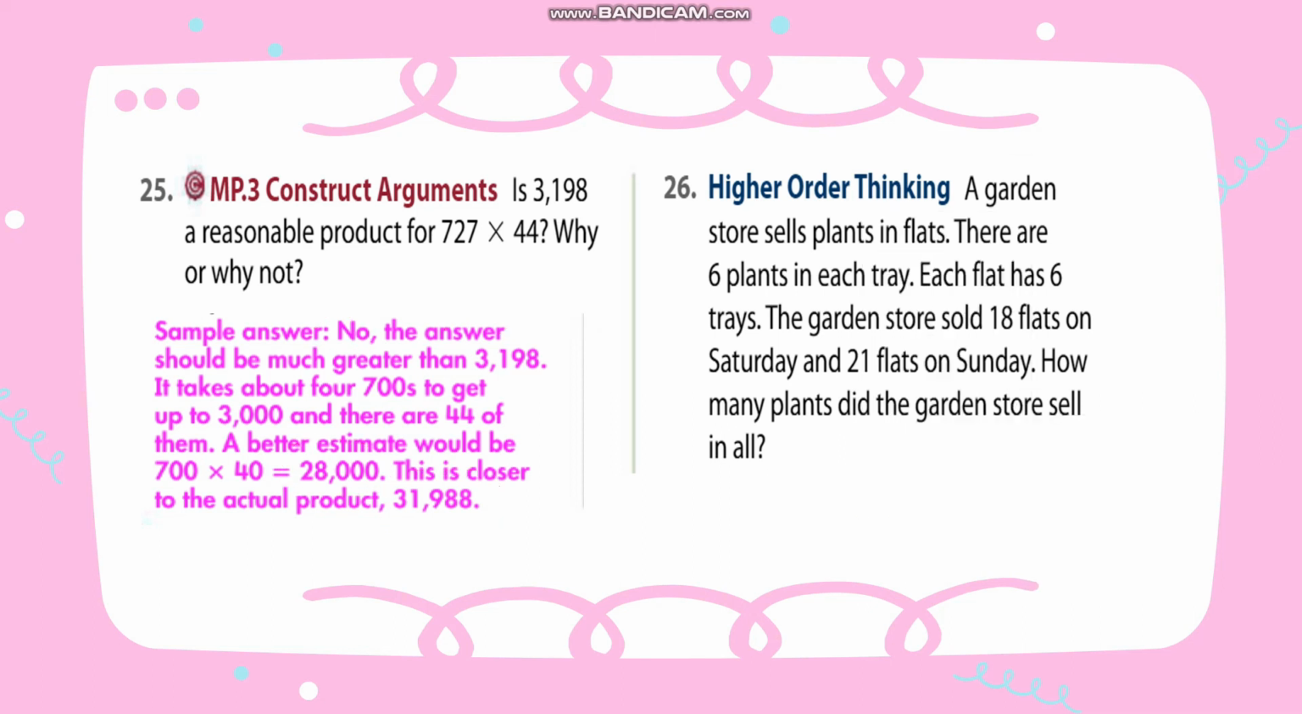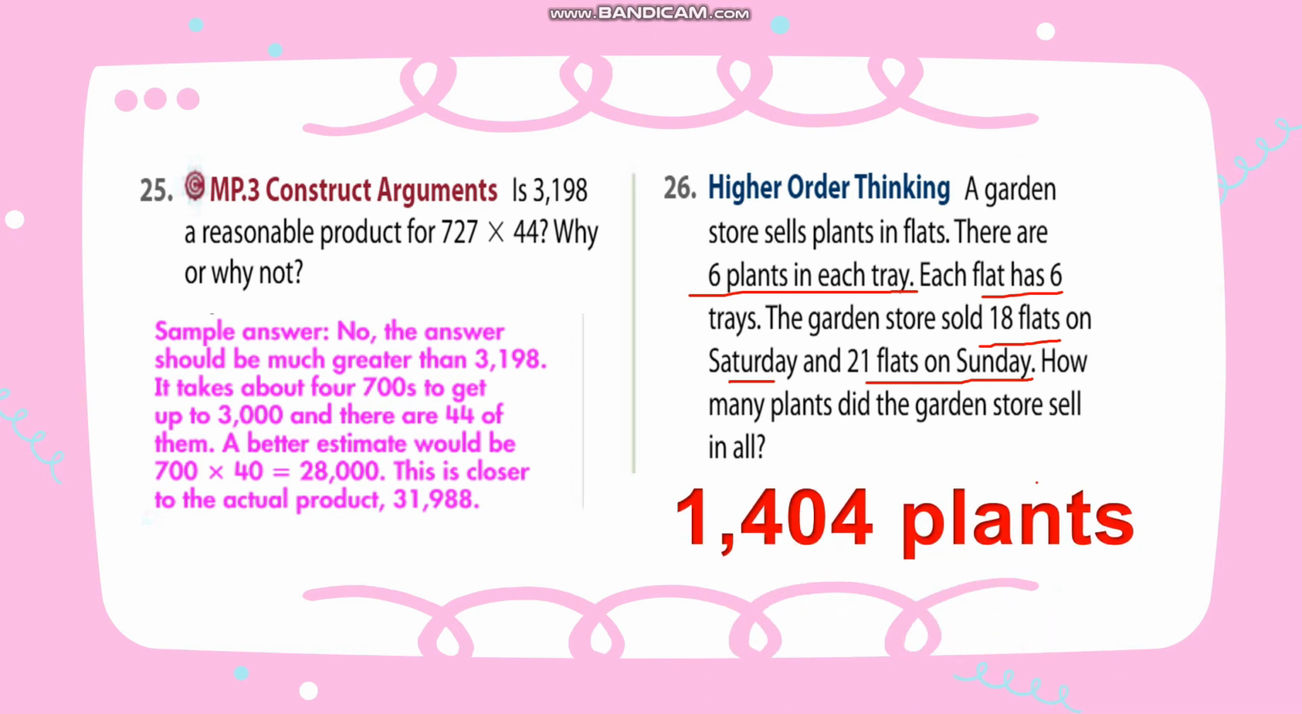Number 26. A garden store sells plants in flats. There are 6 plants in each tray, and each flat has 6 trays. The garden store sold 18 flats on Saturday and 21 flats on Sunday. How many plants did the garden store sell in all? The answer is 1,400 plants. Why? 6 plants in each tray, and each flat has 6 trays. So 6 times 6, that is 36.